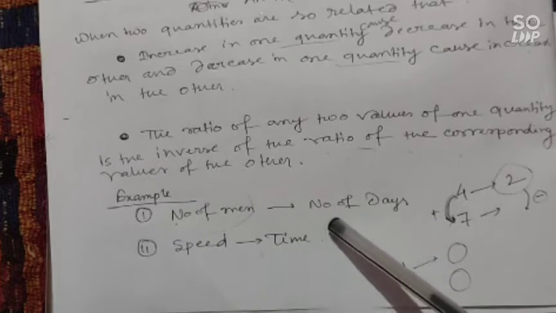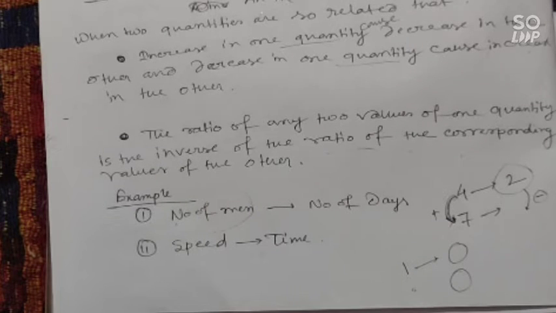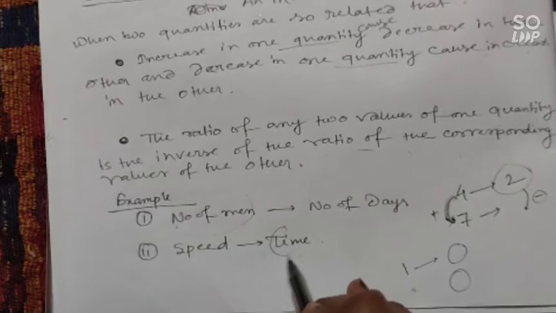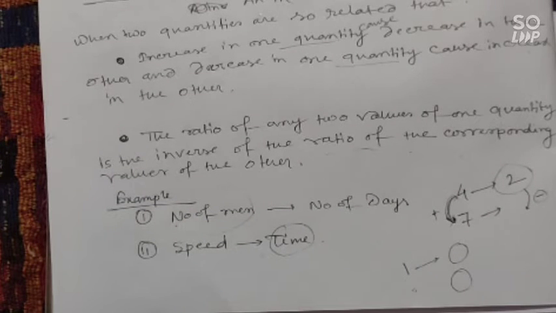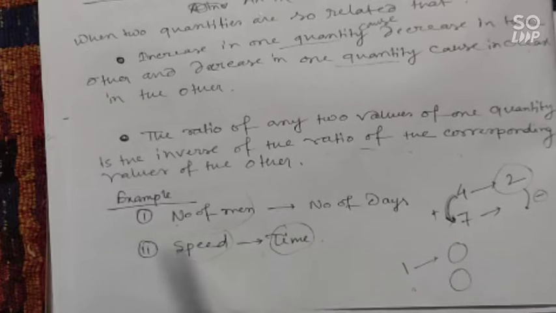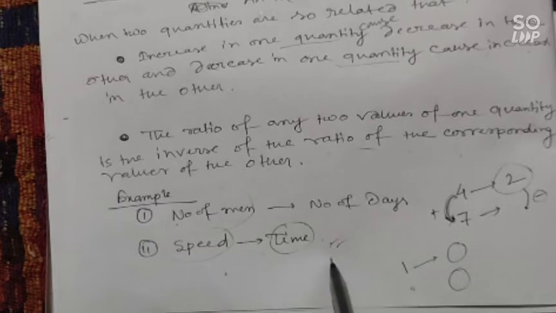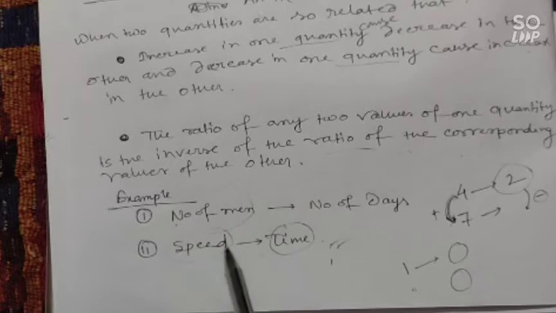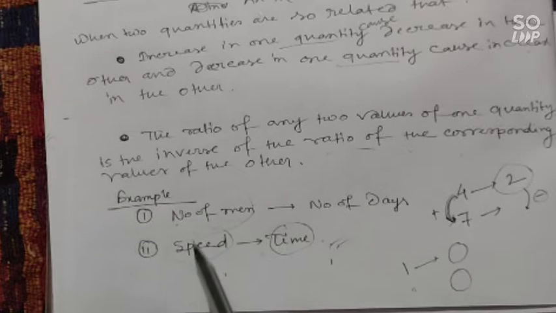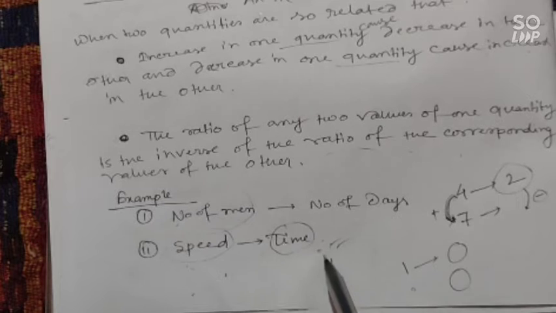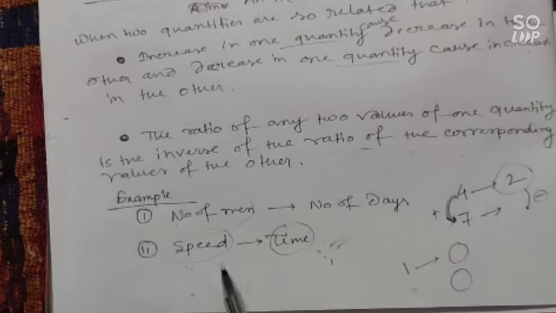Then speed and time. If you will increase the speed of your car, then the time will decrease. স্পিড, গাড়ির স্পিড যদি বাড়ানো হয় তাহলে টাইমটা কি কম লাগবে, স্পিড বাড়ালে টাইমটা কম লাগবে। তাহলে আমরা দেখতে পাচ্ছি যে when the speed increases, then the time will decrease. So speed and time will be in inverse variation.